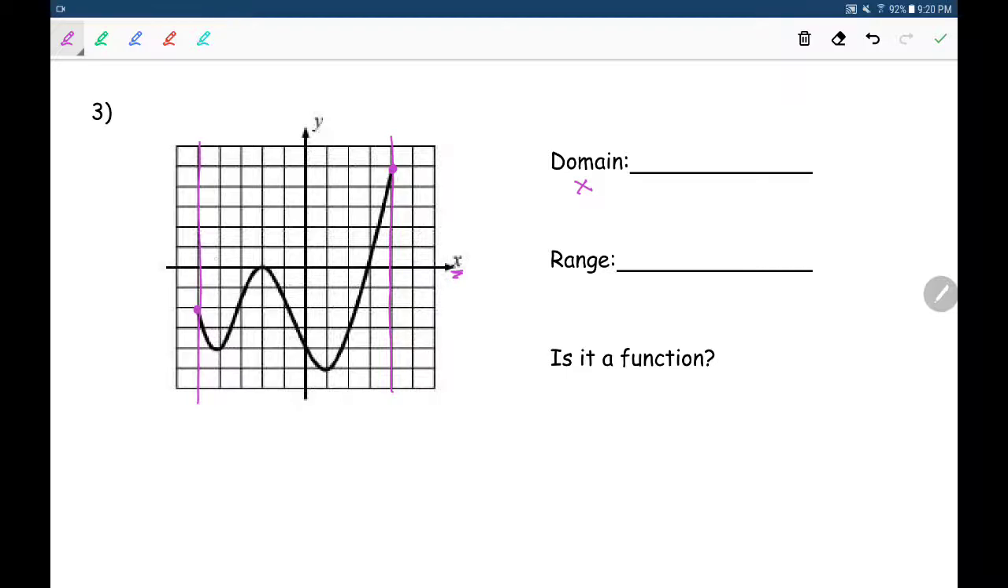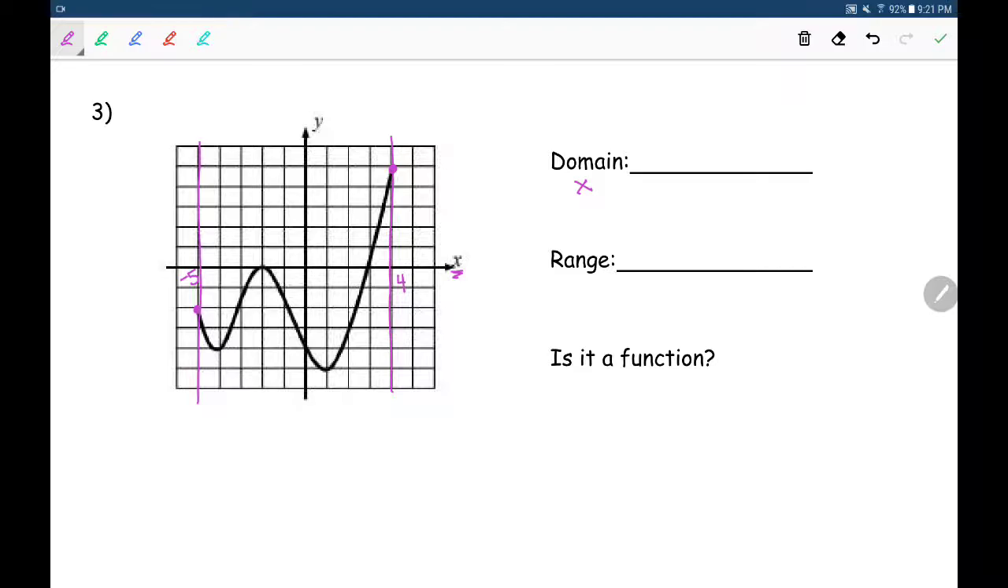So where it starts, we just got to figure out what value that is. So if I start at 0, 0, I'm going to -1, -2, -3, -4, -5. And then where it would stop at 1, 2, 3, 4. So our domain, it's all the numbers in between -5 and 4.